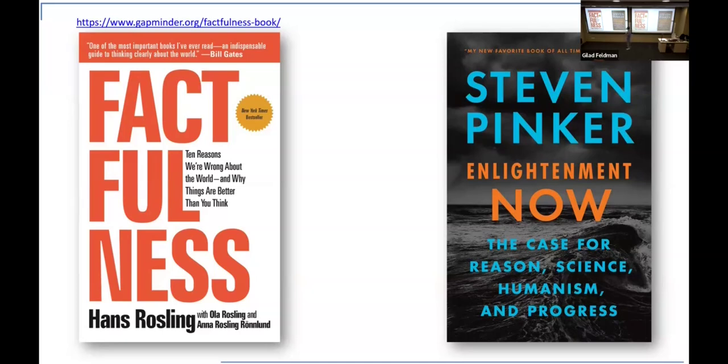More recently, Steven Pinker's Enlightenment Now, The Case for Reason, Science, Humanism, and Progress, came out during the pandemic. So, removing all of the biases, all of the overconfidence, all of the loss aversion, all the negativity bias, in order to make sure that we're well calibrated.